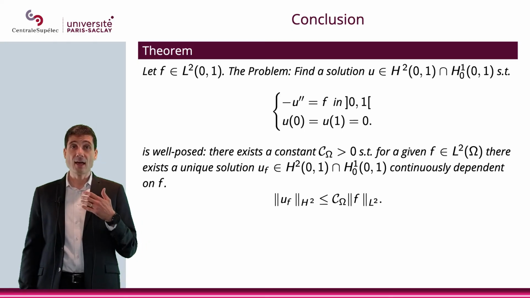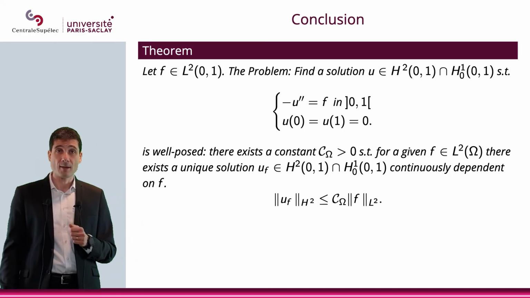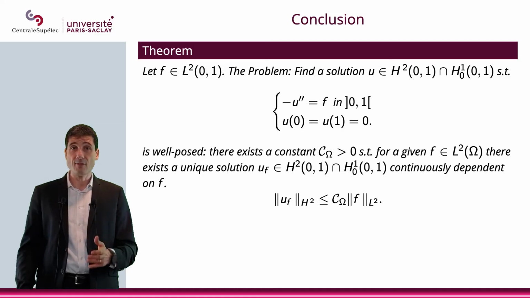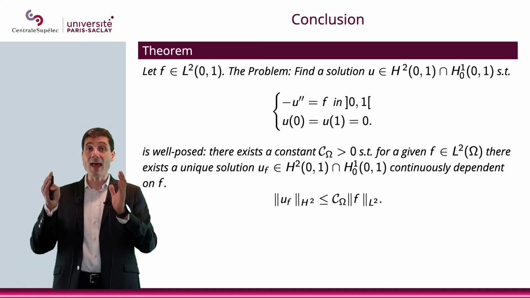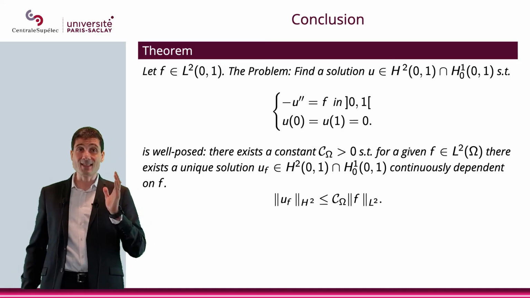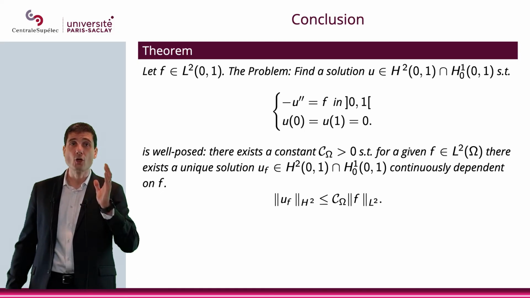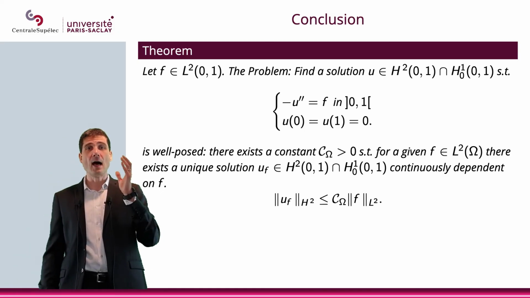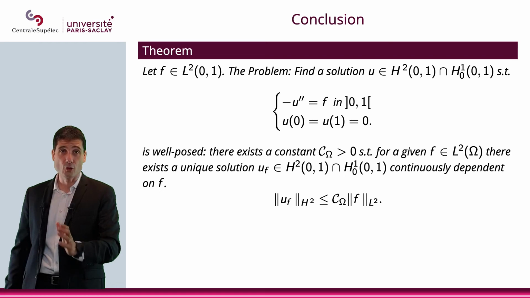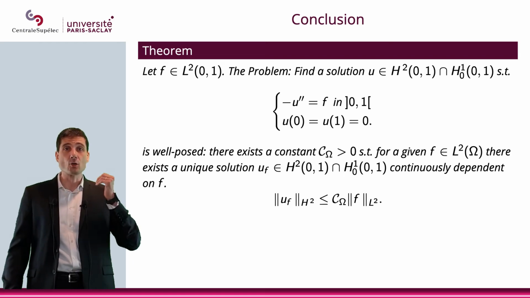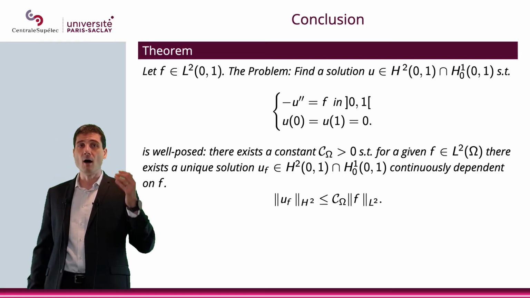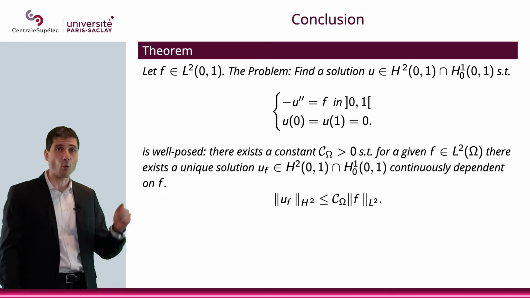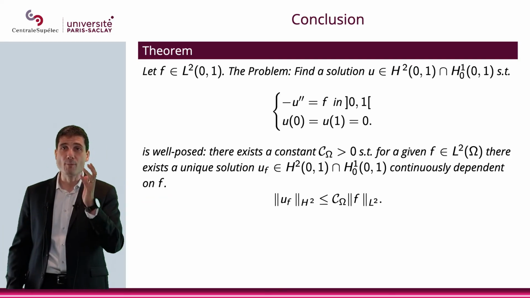There is a constant C_omega, which is strictly positive, such that for any given F in L2, there exists a unique solution U_F in H2, which is also in H1,0, that depends continuously on F. And we have this inequality. So this is what we proved.